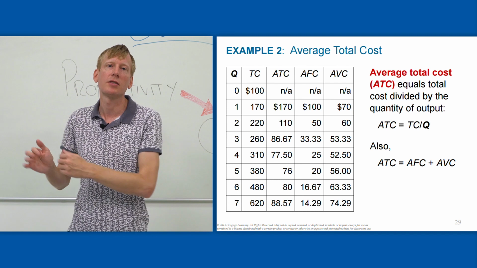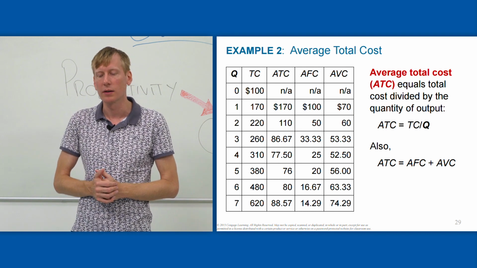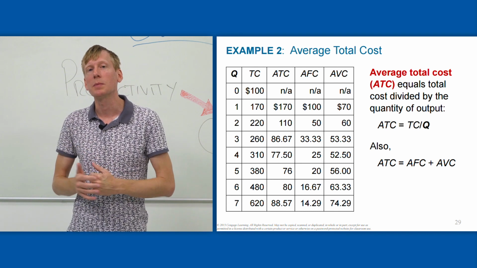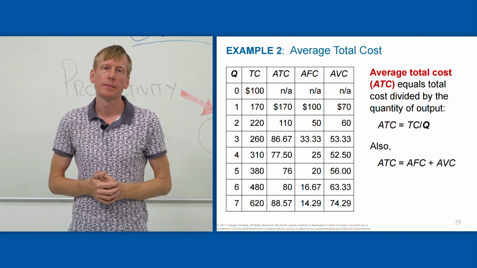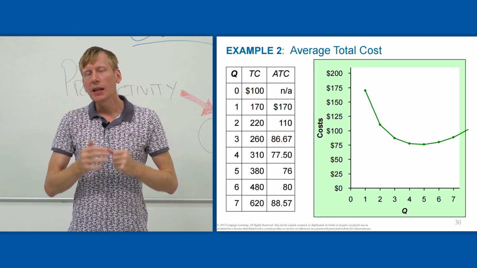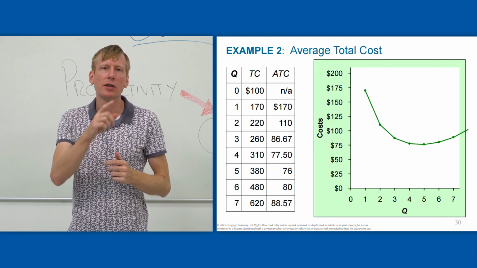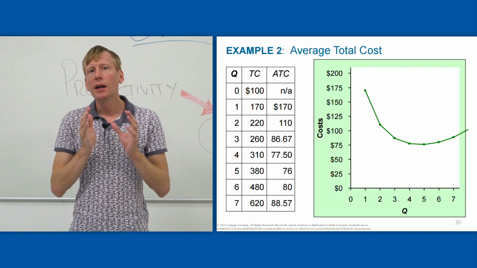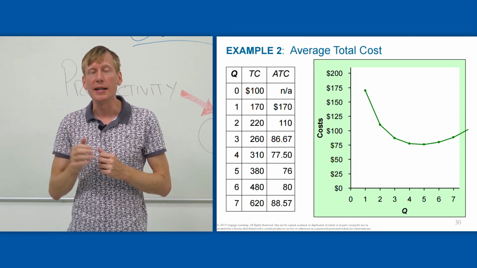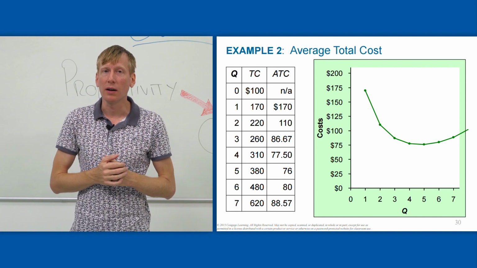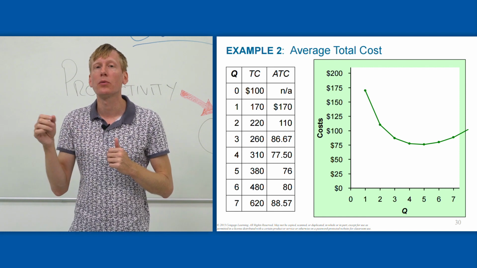Say, filling our kitchen in our restaurant with unnecessary workers. And average total cost begins to rise to 80, and then 88.57, etc. Now note, here we have a marginal cost which initially falls before rising, and an average variable cost which initially falls before rising, and an average total cost which initially falls before rising.